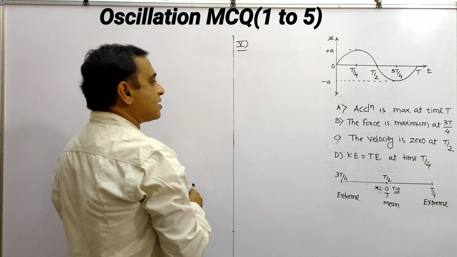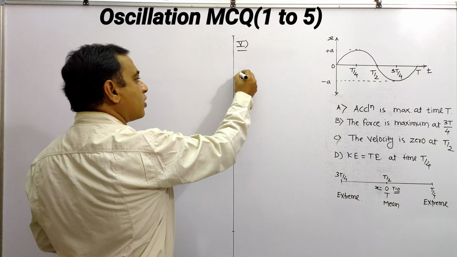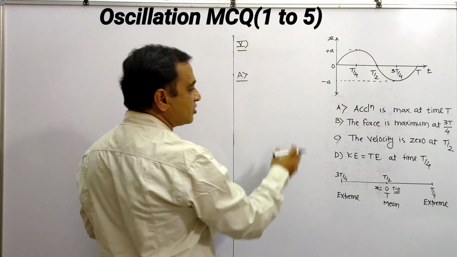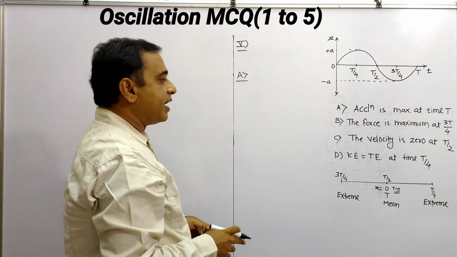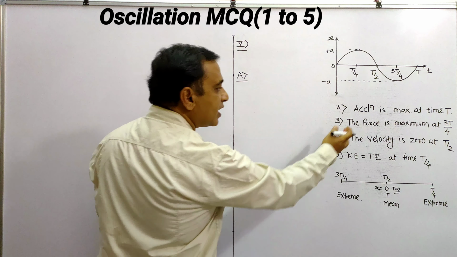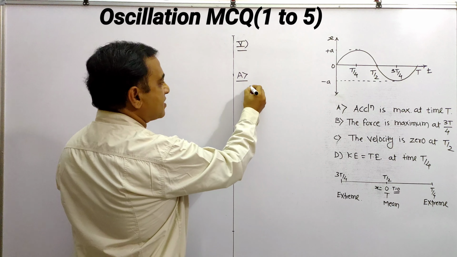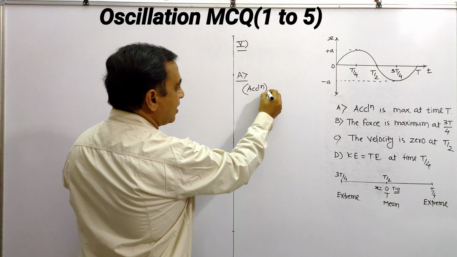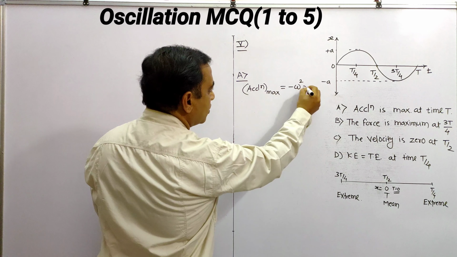So let us get the answer. One of these options is correct. We will have to examine all four, because reasoning is very important. Without reason we cannot say that an option is correct. So I'm going to take all the reasons regarding A, B, C and D, and then we will decide which one is correct. So let us take that acceleration is maximum at t. As we know the formula for maximum acceleration, it is given by minus omega square into x.